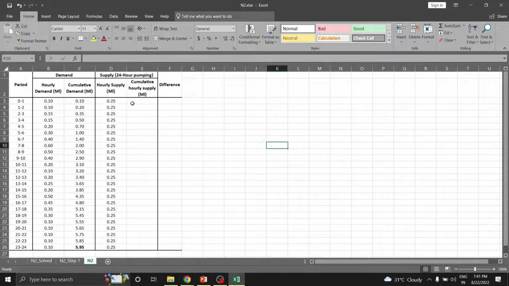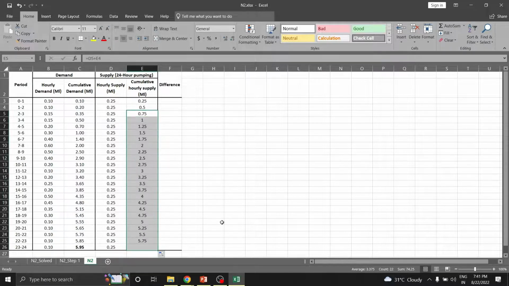When we do that, then we figure out the cumulative hourly supply. So in the first hour we would have supplied 0.25. In the second hour it will be 0.25 plus whatever has been supplied, so 0.5. In the third hour it will be 0.25 plus, so 0.75. This much water would have been supplied till 3 o'clock. So if you notice, it comes out to be 6 million liters, right? So hourly supply is 0.25.